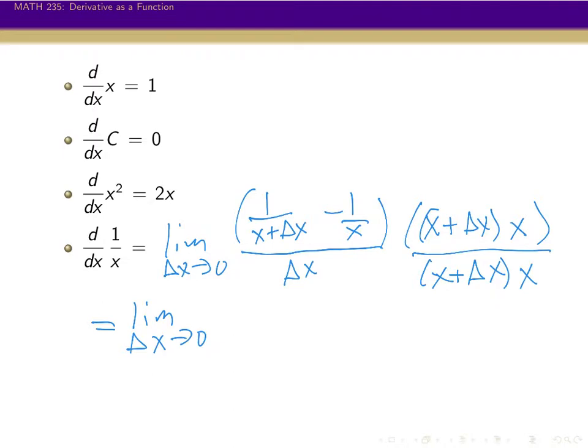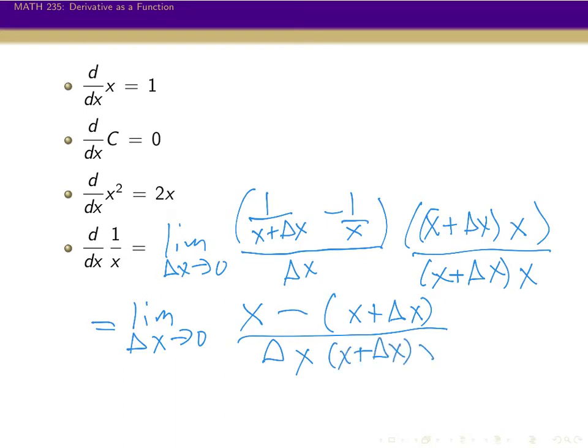And so when I multiply this through, when I do x plus delta x times x and then divide by x plus delta x, that's going to cancel off the x plus delta x's. So that's going to leave me with an x there. Minus, when I multiply 1 over x to x plus delta x times x, the x's cancel. And so I'm going to be left with the x plus delta x. And then I have delta x on the bottom, x plus delta x times x.